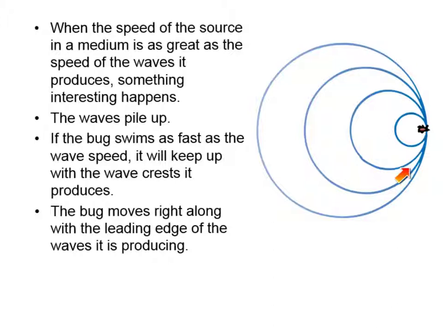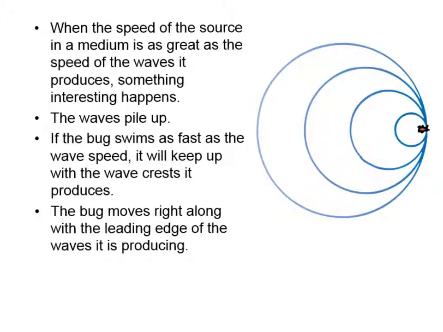Our bug here would experience a similar effect of being harder to control at this speed, because you can think of these wave crests as getting bigger and bigger. It's going to be harder and harder for that bug to stay at that speed, right? It's going to be harder and harder to control himself as he swims at the same speed as the waves he's producing. However, when our airplane is traveling right at the speed of sound, it's hard to control because it's riding all of these wave crests, but if it goes a little bit faster, the plane is then traveling faster than sound. It's traveling at supersonic speed.